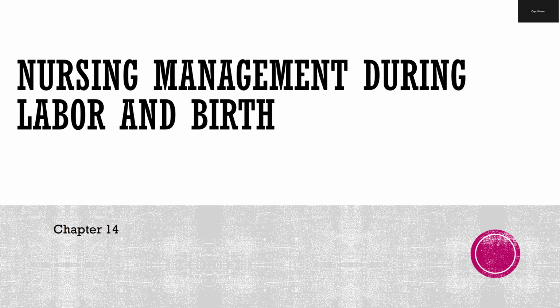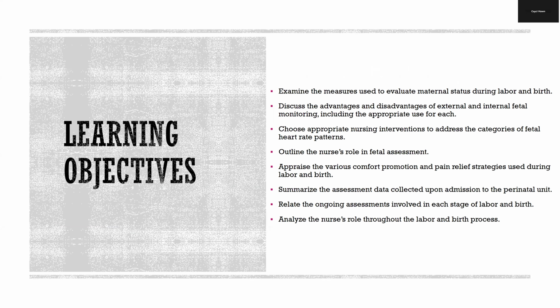Our learning objectives include examine the measures used to evaluate maternal status during labor and birth, discuss the advantages and disadvantages of external and internal fetal monitoring, including the appropriate use for each, choose appropriate nursing interventions to address the categories of fetal heart rate patterns, outline the nurse's role in fetal assessment, appraise the various comfort promotion and pain relief strategies used during labor and birth, summarize the assessment data collected upon admission to the perinatal unit, relate the ongoing assessments involved in each stage of labor and birth, analyze the nurse's role throughout the labor and the birth process.